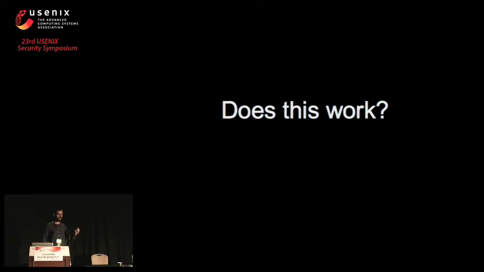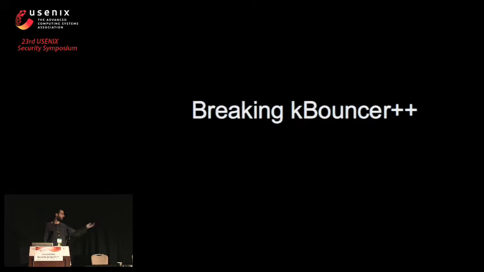So the question then is, does this work? Does this improved kBouncer somehow stop the attacks that we discussed previously? Well, yes, it does. But we can develop new attacks and extend our previous ones slightly in order to break this improved version of kBouncer. So how do we do that?